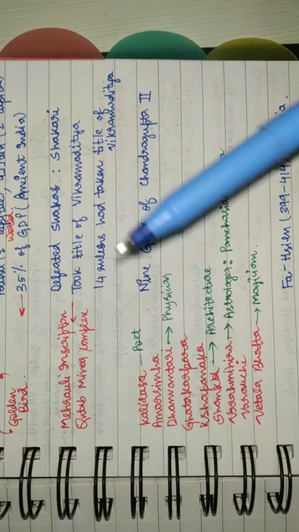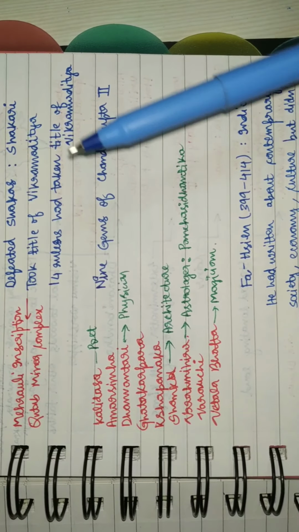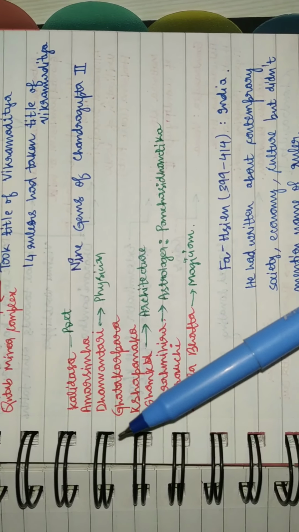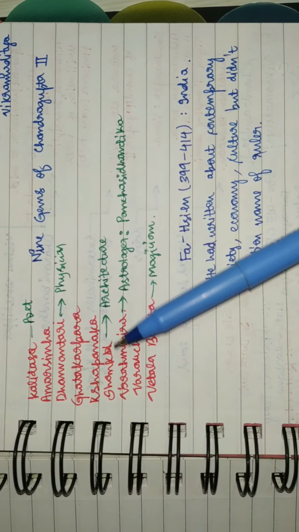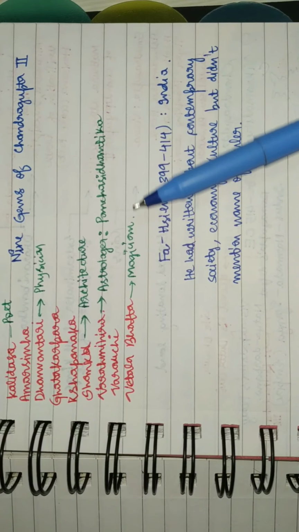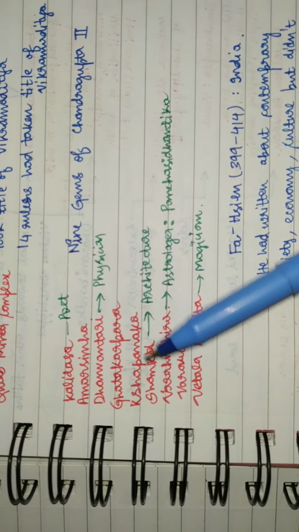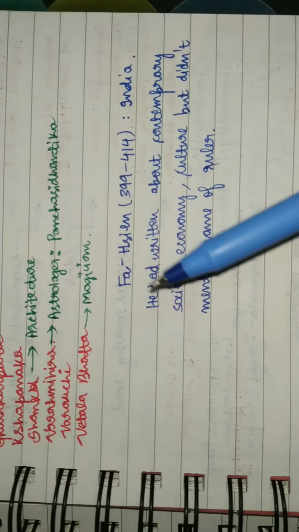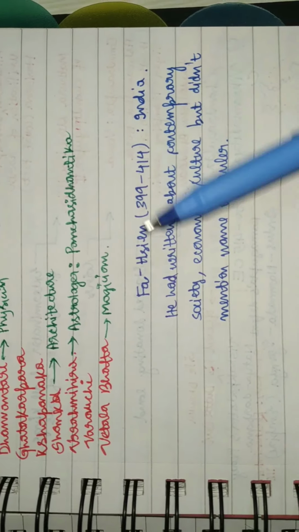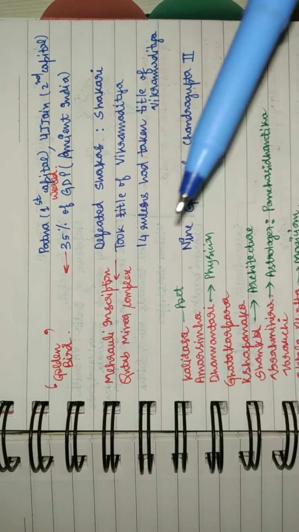Chandragupta II also issued a large amount of coins, and he had the nine gems: Kalidas, Amar Sinha, Dhanvantri, Ghatakarpara, Kshapanaka, Shanku, Varahamihira, Vararuchi and Vetala Bhatta, who was a magician. Varahamihira was a great astrologer who wrote the Panchasiddhantika. Shanku was an architect, Dhanvantri was a physician, and Kalidas was a poet, and others will be talked about later. Finally, Fahian, in 399 to 414, wrote about the contemporary society, economy and culture, but didn't mention the name of the ruler. So that was all about Samudragupta's son, Chandragupta.